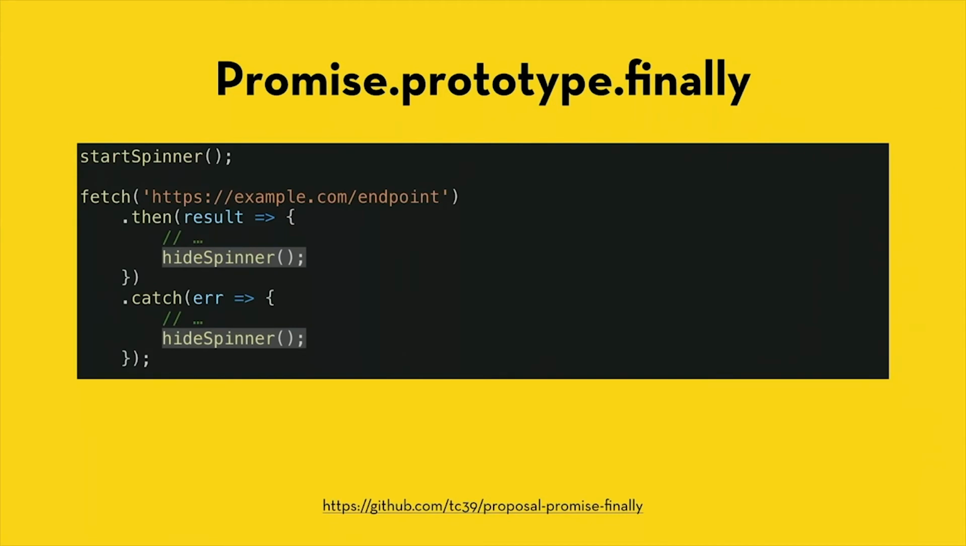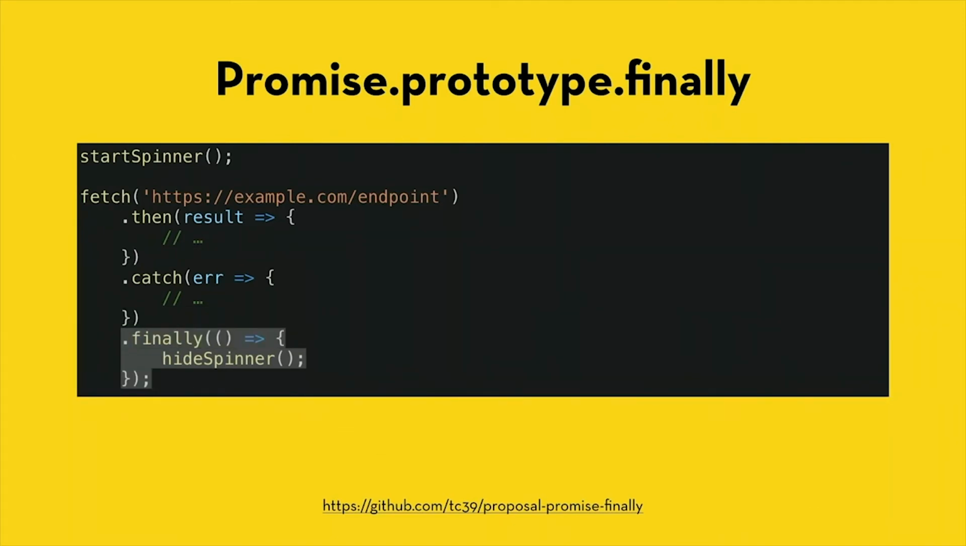Promise.prototype.finally. If you come from another programming language or scripting language, you might notice we have some duplicate code here, right? We hide the spinner if it resolves or when it fails. Well, we always want to hide the spinner because we always started it before fetching stuff. So we can do this at the very end with finally. Yeah, makes sense, right? It's in other languages.